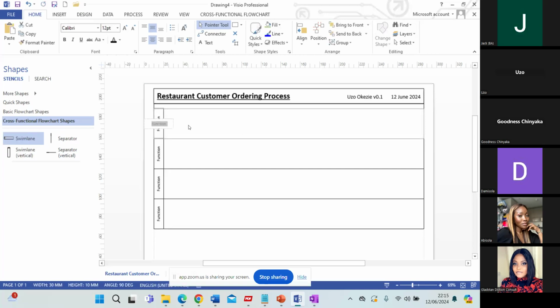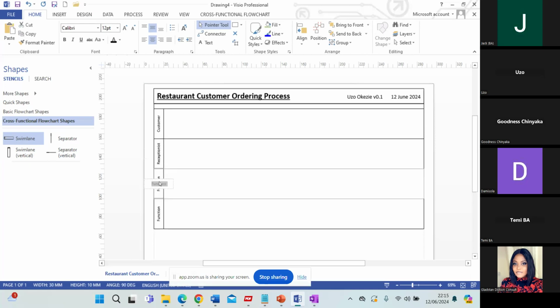So the first function we saw, once you click on it, it will allow you to write on it. So the first function was Customer. All right. The next one was Receptionist. The next one, Waiter, and the last one, Chef.